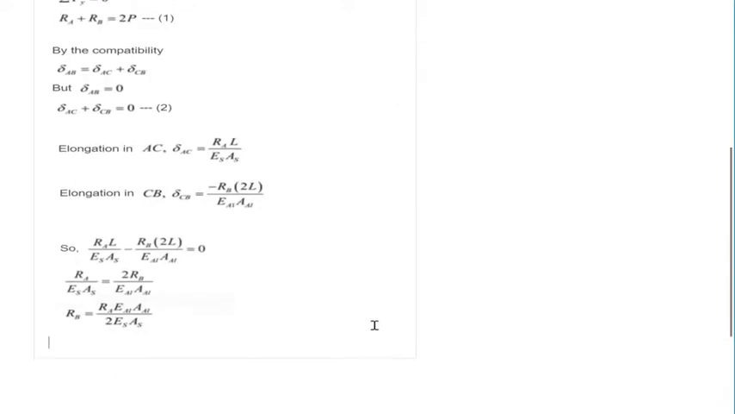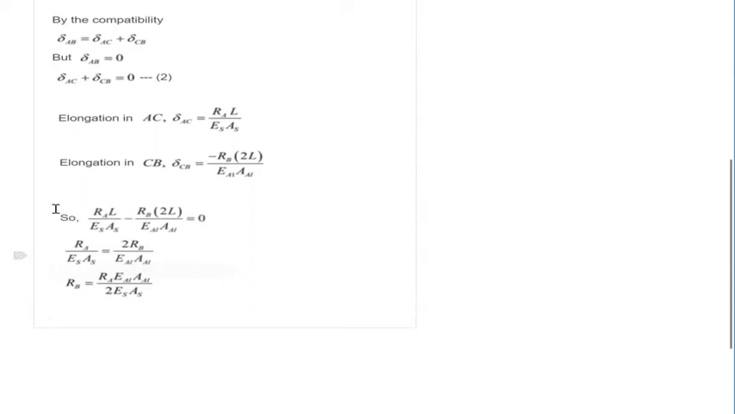So as I said, the reaction of A times the length divided by the modulus of elasticity of the steel times the area of the steel minus the reaction of B times 2L divided by the modulus of elasticity of the aluminum times the area of the aluminum is equal to 0 because we're adding these two elongations. And after that, we find the reaction of B in terms of the reaction of A. And that's what we have here. That's good.